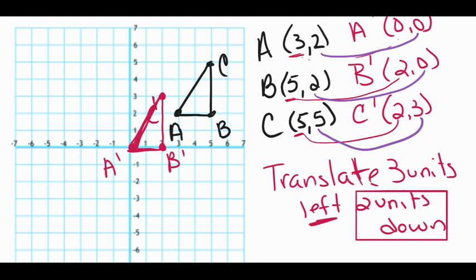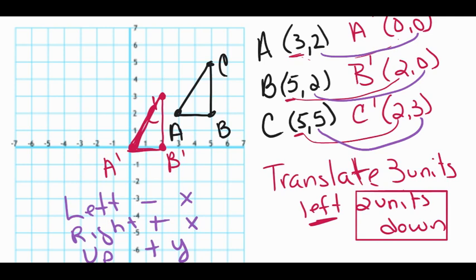So I like to actually do it on the graph and do the movements, but this is a good double check. So if you're moving to the left, you subtract from your x value. If you're moving to the right, you add to your x value. If you're moving up, you add to your y value. And if you're moving down, you subtract from your y value. Okay, so that's a good double check. That all in all is a translation.